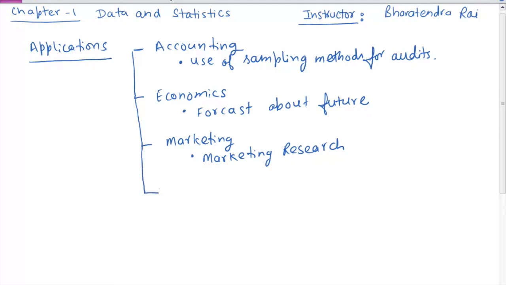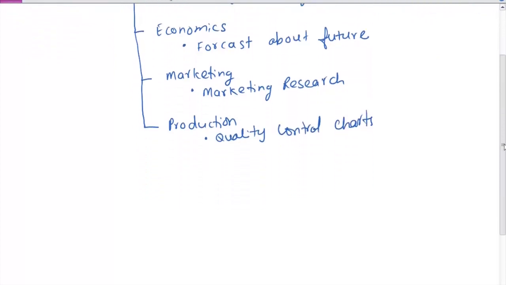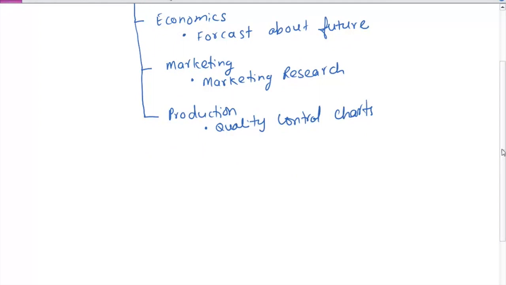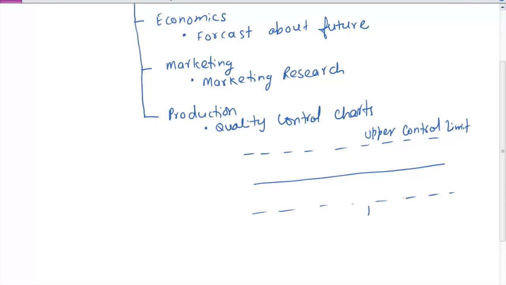Another application of statistical methods is in production. In fact, in production it is used a lot. One example I will give is quality control charts. Quality control charts basically have three lines, two dotted lines and one solid line in the middle. The first dotted line is called the upper control limit. The lower dotted line is called the lower control limit, and the central line is called the central line.